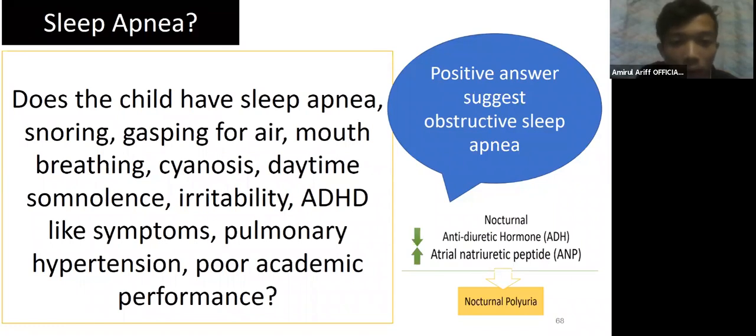So we ask regarding the symptoms of OSA, whether the child has snoring, gasping for air, mouth breathing, cyanosis, daytime somnolence, irritability, and other symptoms related to OSA. So next.